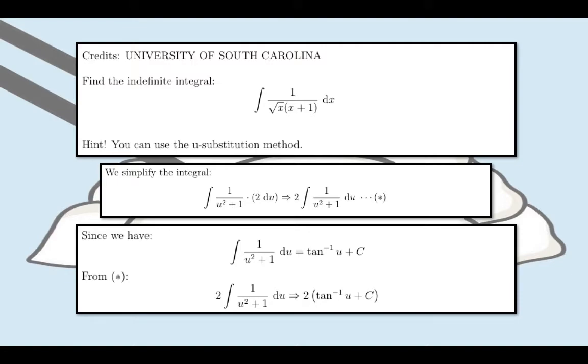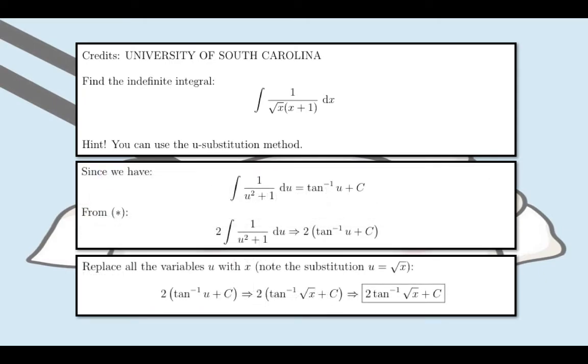Recall the elementary integral. The integral of 1 over u squared plus 1 with respect to u is equal to the inverse tangent of u plus a constant. Since from star we have the exact same integral, we can actually get the integral to be 2 times the quantity, the inverse tangent of u plus some constant c.